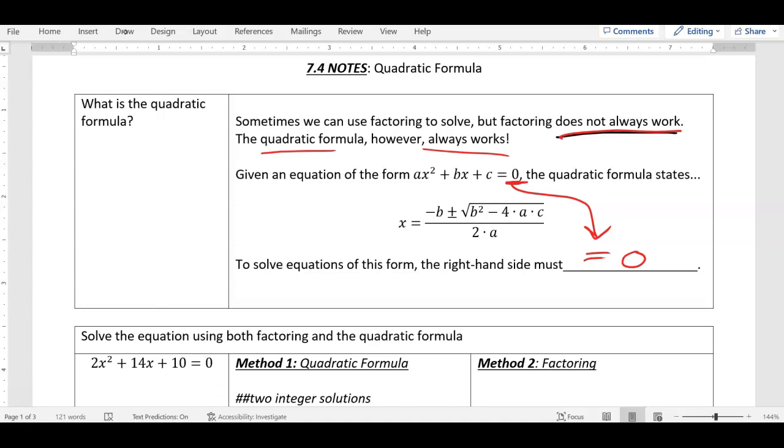That's the quadratic formula. That's good, right? Give me another one. You got another one?